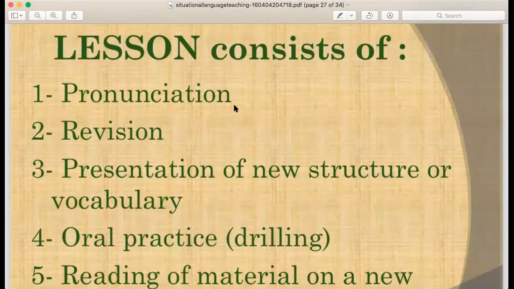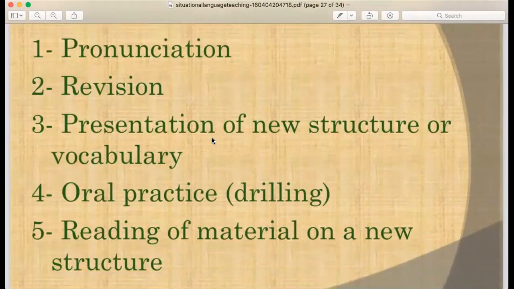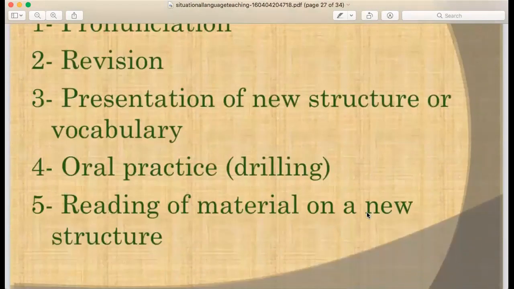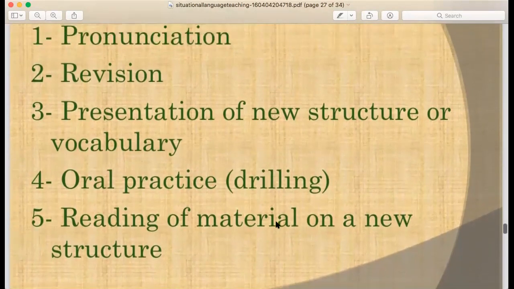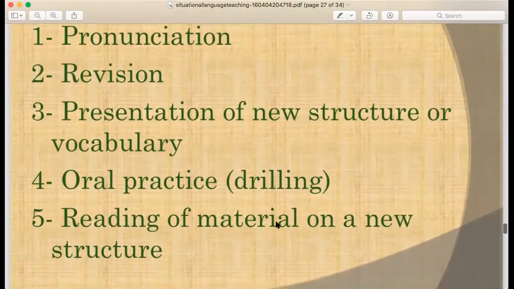Again, we have already discussed that their lesson has pronunciation, repetition, revision, new structures, vocabulary, lots of drill, and reading material which is based on new structure. Reading material, just not the random one, but it is either related to a situation or would introduce to them newer patterns. Okay, so we'll continue with this. We'll see some of the activities actually taking place in the classroom in our next class, which is perhaps next week.